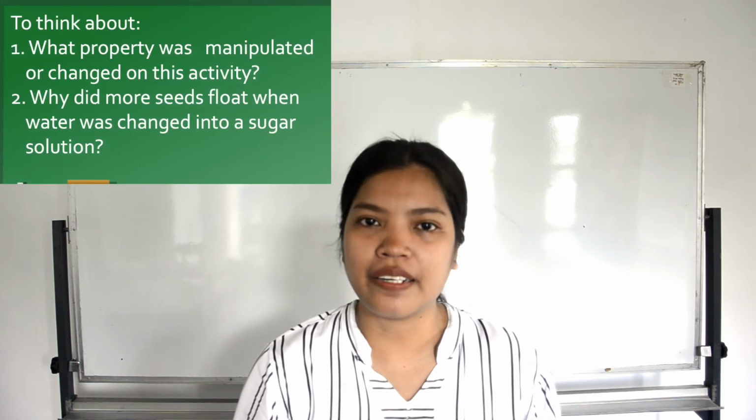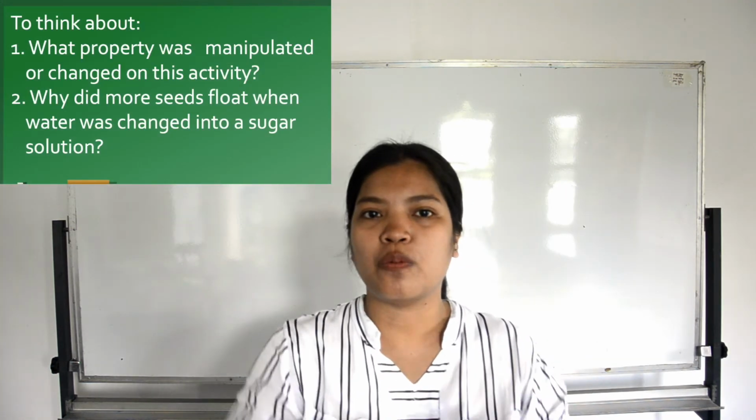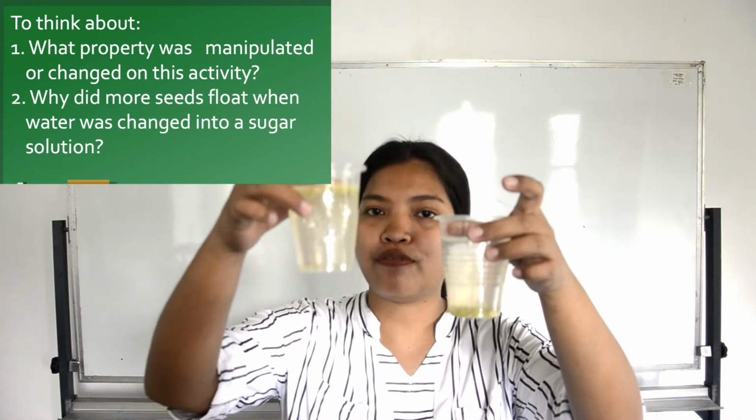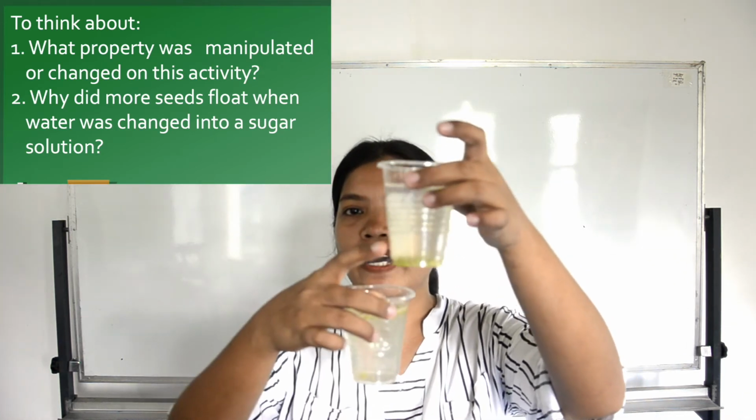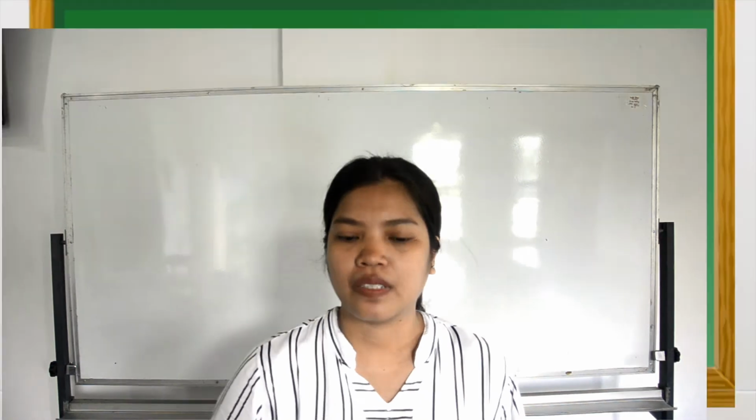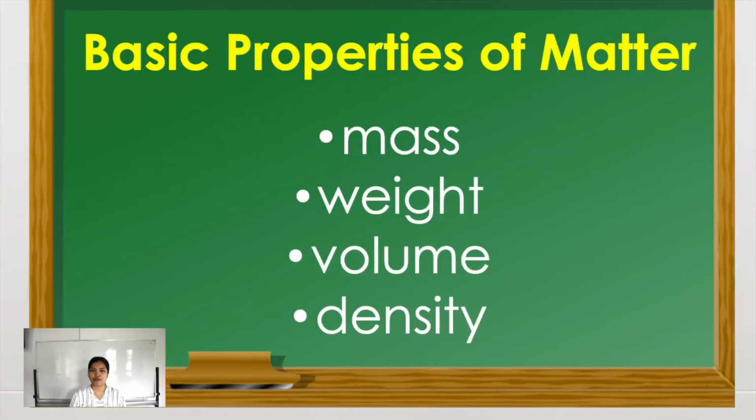Okay, so later, we will answer what makes the seeds of calamansi float and why some seeds in cup B sink at the bottom of the cup. Today we will talk about the basic properties of matter. In general, the properties of matter are mass, weight, volume, and density.